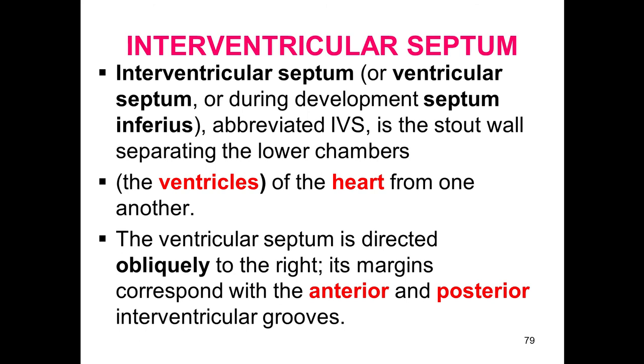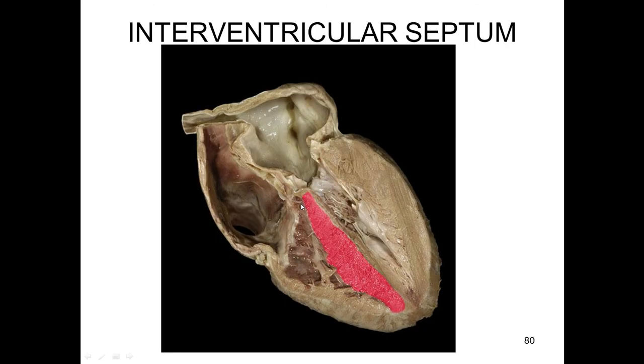Now what is the interventricular septum? The interventricular septum, also known as the ventricular septum, if you study the embryology, develops from the septum inferius. It is also abbreviated as IVS. It is a stout wall which separates the lower chambers, from the right ventricle to the left. Its margins correspond with the anterior and posterior interventricular grooves. Here lies the interventricular septum.